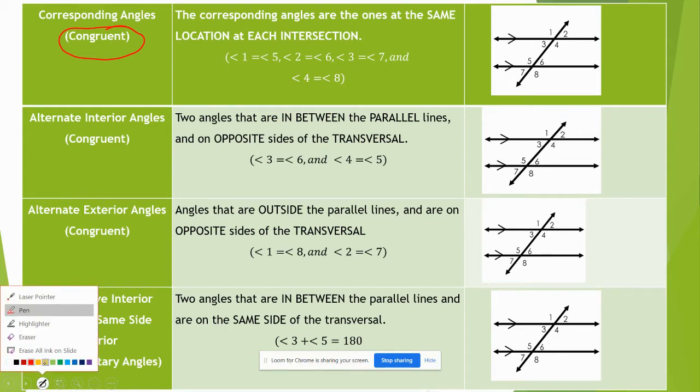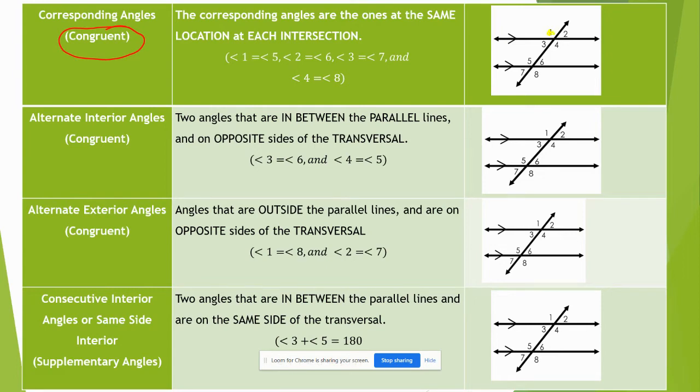So I'm going to pick my first color. I'm going to just highlight one of the angles. I'm just going to start with angle 1. I'm sorry, that is not a highlighter. I scribbled out the number. Just get my highlighter tool. Okay, angle 1.